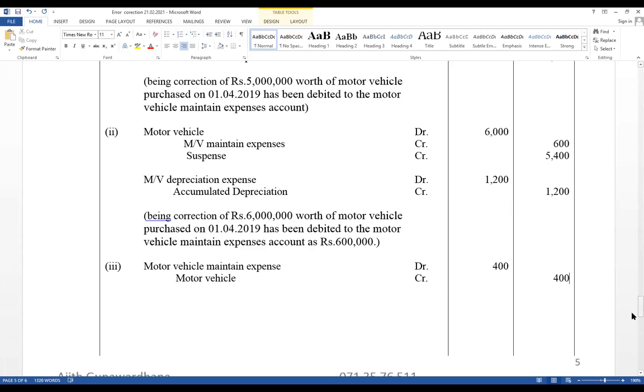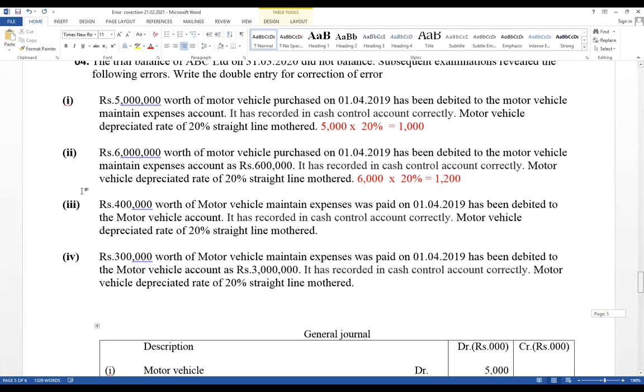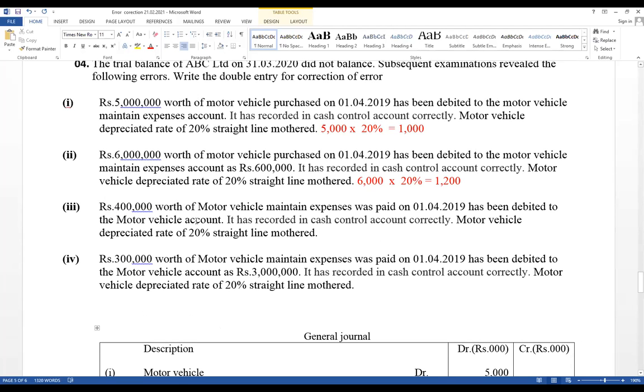Now think about the depreciation effect also. It has been recorded as a motor vehicle, therefore it was depreciated. It means depreciation expense account debit, accumulated depreciation account credit was recorded. Reason: the maintenance expense 400 was recorded as a motor vehicle, as an asset, therefore it was already depreciated, so now it should be removed. Accumulated depreciation account debit, depreciation expense account credit.